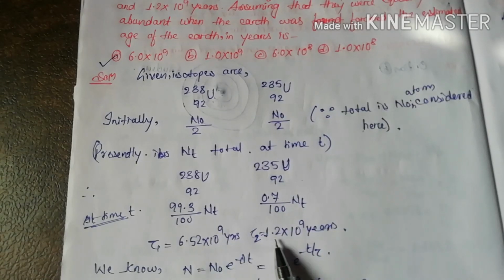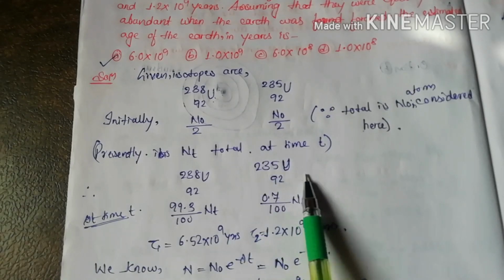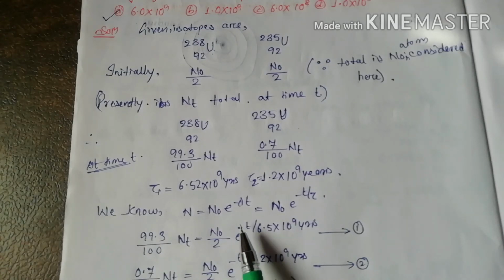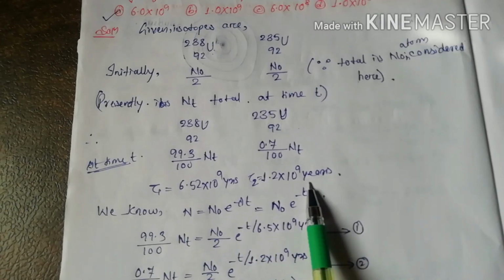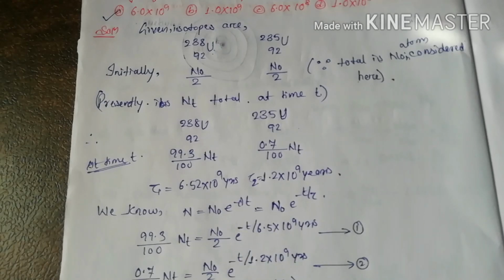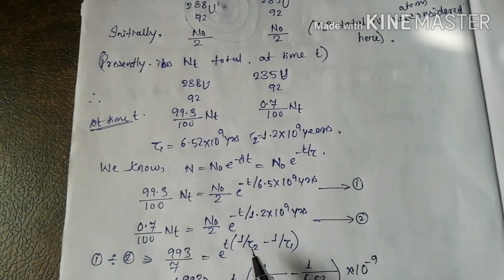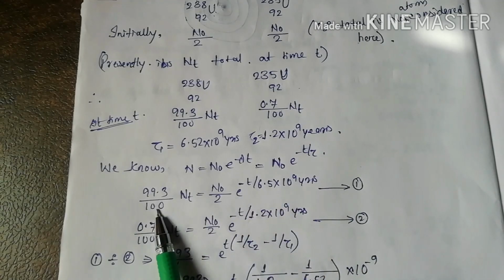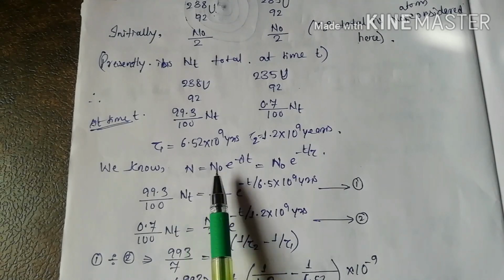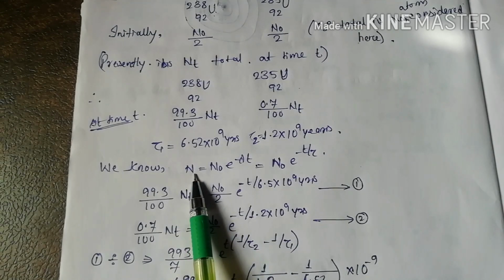Now the lifetimes tau 1 and tau 2 are given: 6.52 into 10 to the power 9 years for this particular isotope, and 1.2 into 10 to the power 9 years for this particular isotope. Now we will use the law of radioactive decay, which is n equals n naught e to the power minus lambda t. Lambda equals 1 by tau, which is written here as e to the power minus t by tau instead of e to the power minus lambda t. Now we will write this radioactive decay law for both the isotopes. So the first one will be 99.3 by 100. I have just substituted the value of n and n naught. N naught is the initial number of atoms and n is after time t.